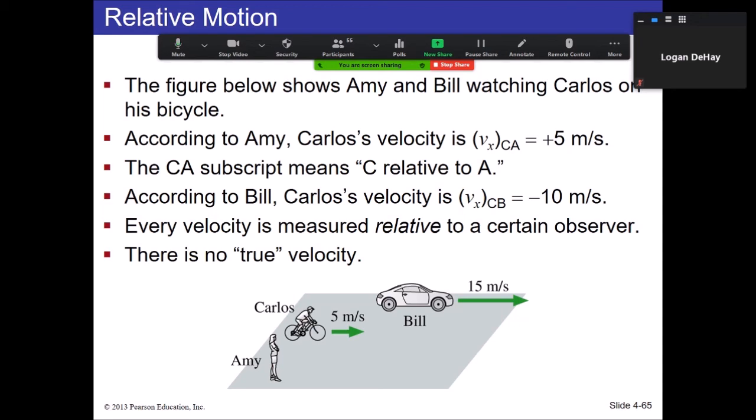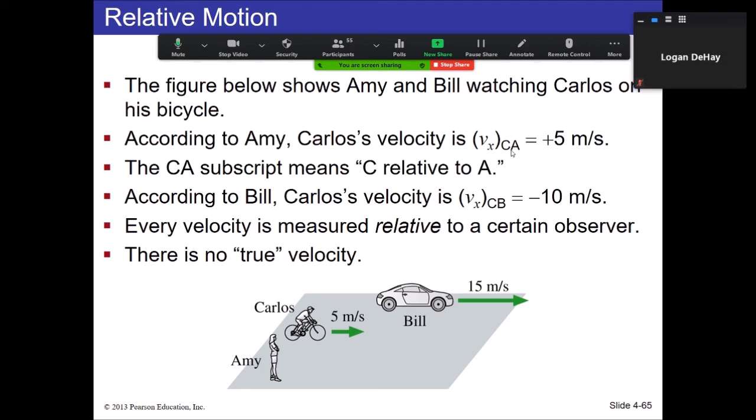In the figure here, at the bottom, we have three different observers. And these observers will say different things about how things are moving. Okay? So Amy sees Carlos move at 5 meters per second and Bill move in Bill's car at 50 meters per second. The way that we indicate this is we will say V sub x CA is positive 5 meters per second.